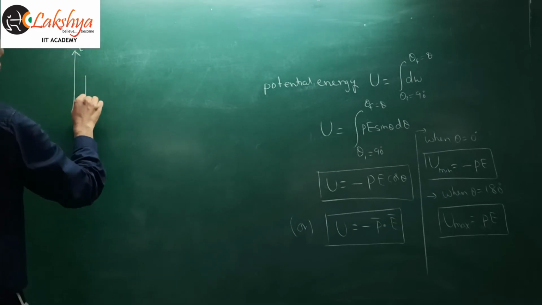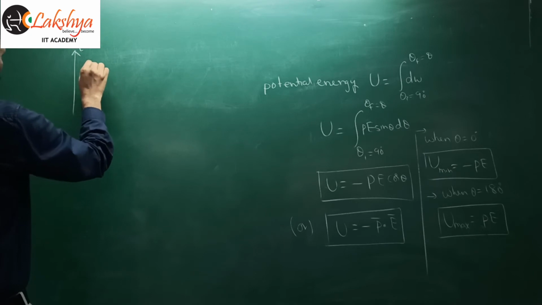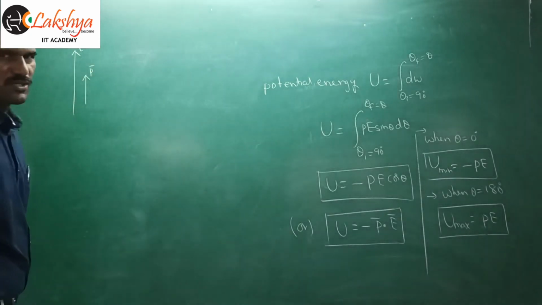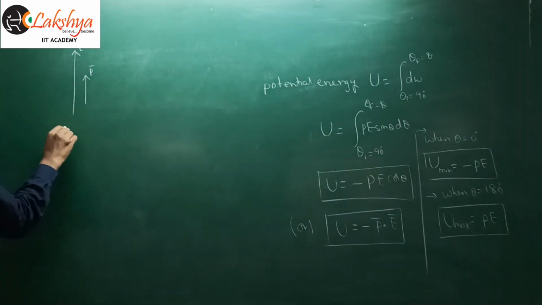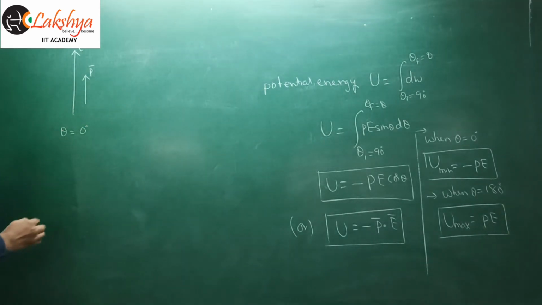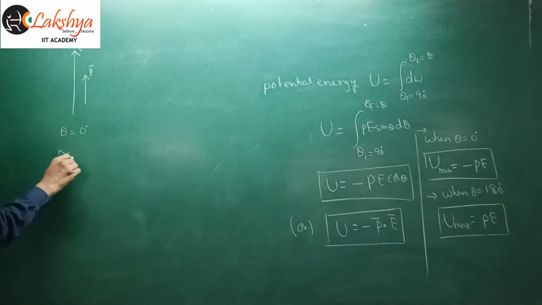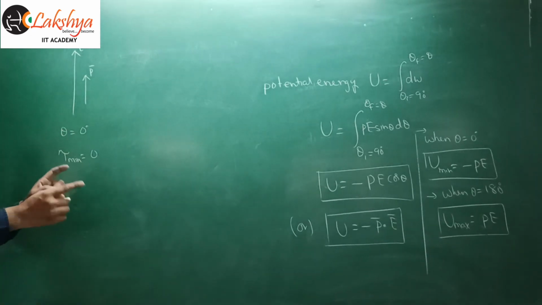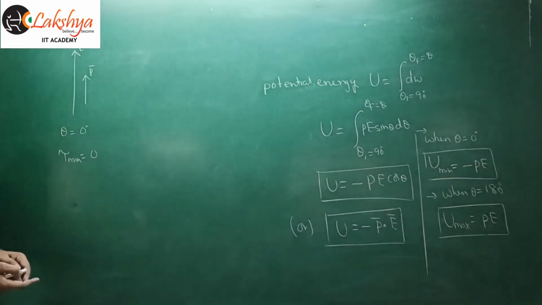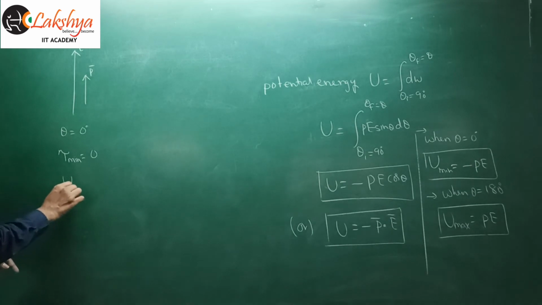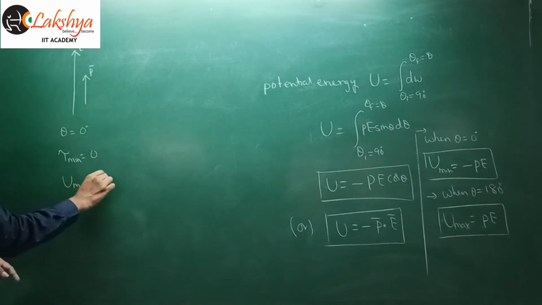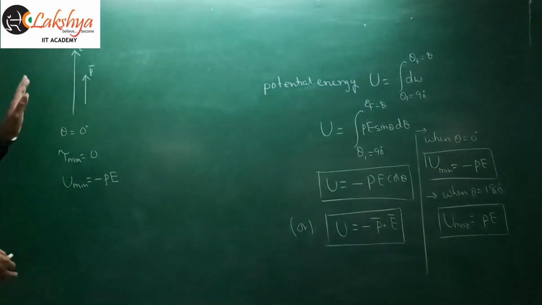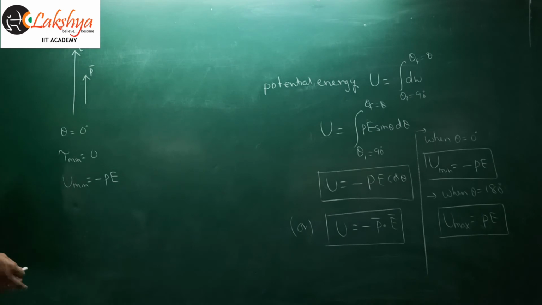This is say the electric field and the dipole. Now they are in the same direction, so here the theta value is 0, they are parallel to each other. Therefore the torque is minimum, that is 0, because PE sin theta, and sin theta value is 0. Now the potential energy is minimum, so the potential energy is minus PE we can write here, right? But that is when they are parallel to each other.